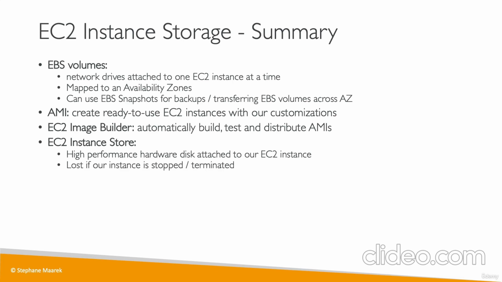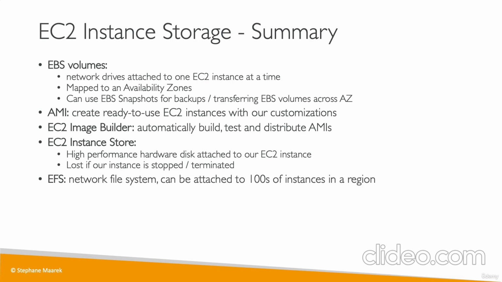If we wanted to have a network file system, we would use the EFS service. With the EFS service, we can get an NFS that we can attach to hundreds of instances within a region. So there's no AZ lock. Now it's at the region level. And if we want to cost optimize our EFS service, we could use EFS IA, which allows us to move the files that are infrequently used into a lower cost tier.